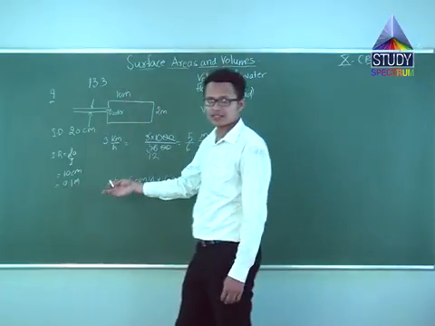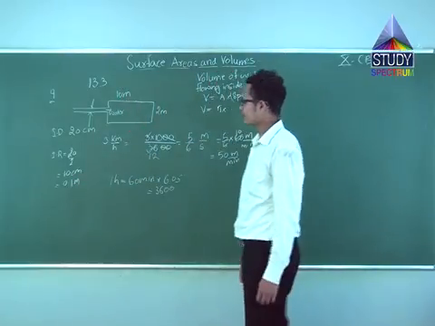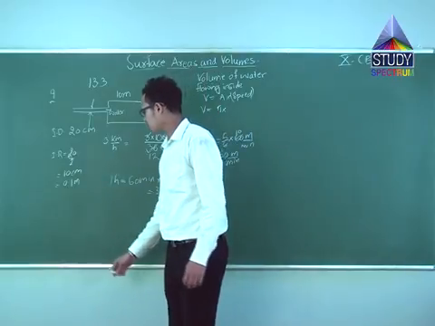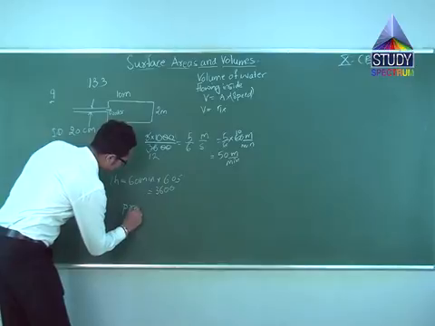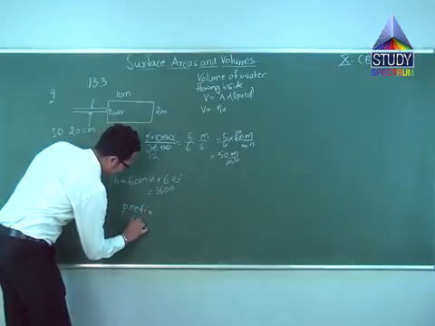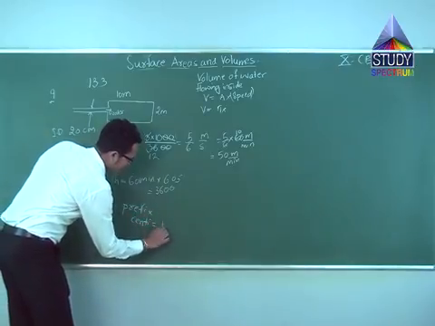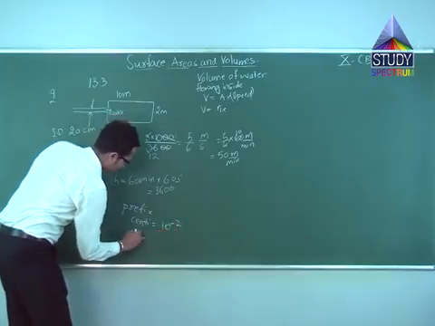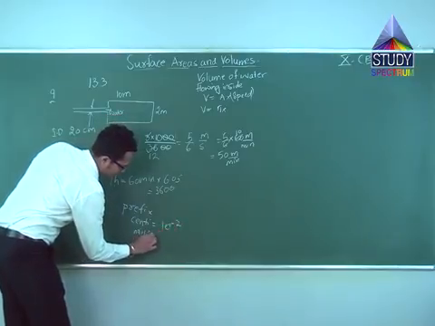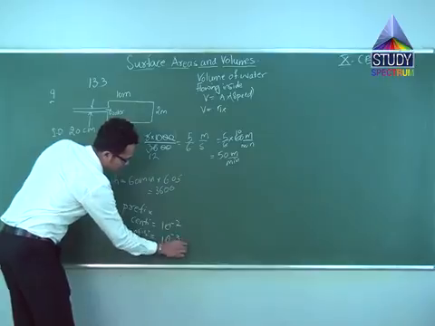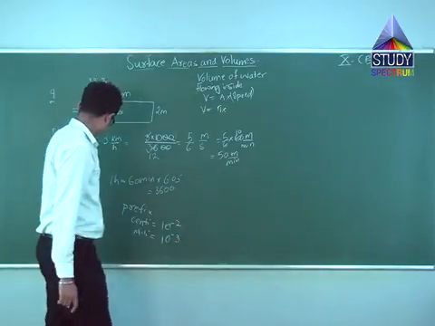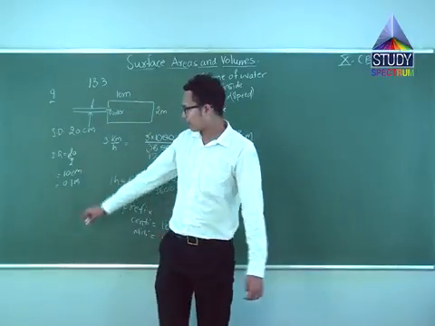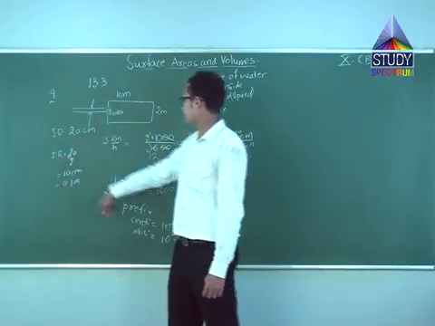How? 1 centimeter is equal to 1 by 100, or centi is the prefix, 10 raised to minus 2. Milli is 10 raised to minus 3. There are many such prefixes. You have already learned this. So therefore, you have inner radius as 0.1 meters.